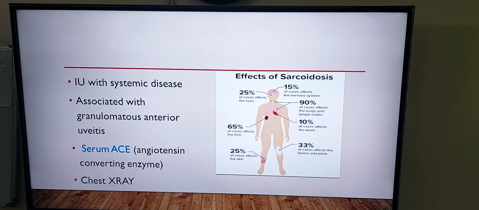Next is sarcoidosis. This is also a systemic disease, with intermediate uveitis associated with granulomatous anterior uveitis. We perform the serum ACE, the angiotensin converting enzyme test, and we do the chest X-ray. 90% of patients present with lung symptoms.